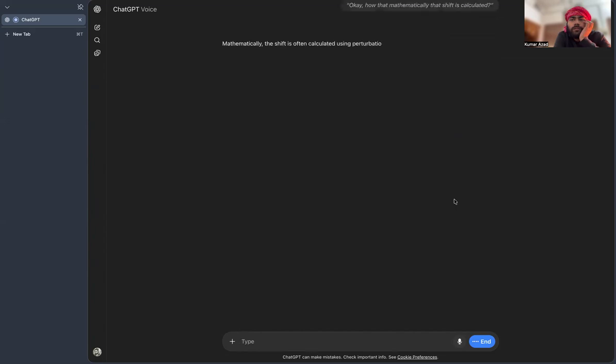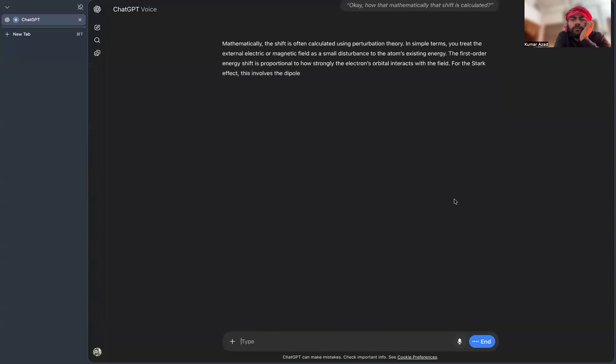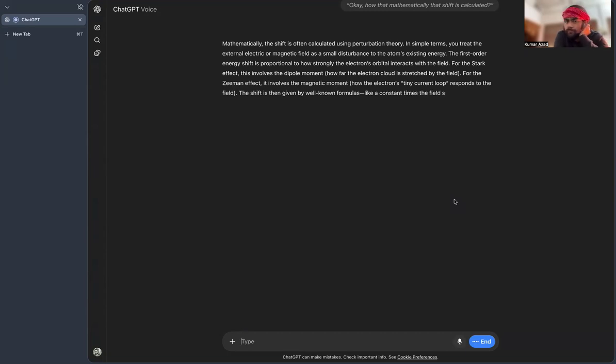Mathematically, the shift is often calculated using perturbation theory. In simple terms, you treat the external electric or magnetic field as a small disturbance to the atom's existing energy. The first order energy shift is proportional to how strongly the electron's orbital interacts with the field. For the Stark effect, this involves the dipole moment, how far the electron cloud is stretched by the field. For the Zeeman effect, it involves the magnetic moment, how the electron's tiny current loop responds to the field. The shift is then given by well-known formulas, like a constant times the field strength times these moments. In essence, it's a neat, predictable calculation once you know the orbital details.